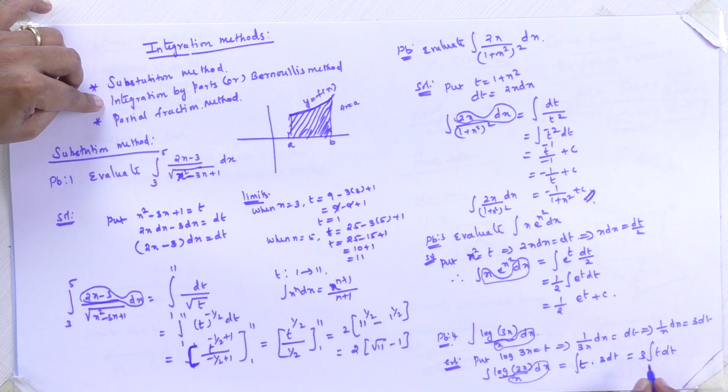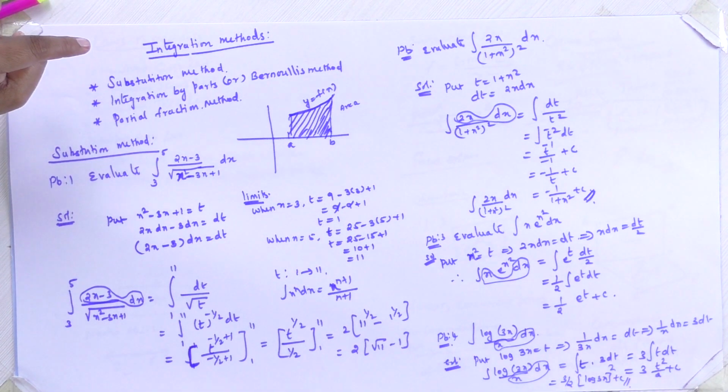t into dt. See how it is simplified. t square divided by 2 plus c. So this is equal to 1 by 2 times of our t, which is log 3x, the whole square plus c. This is the answer for this problem.